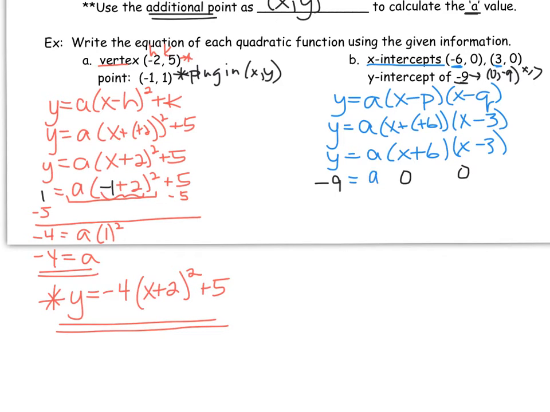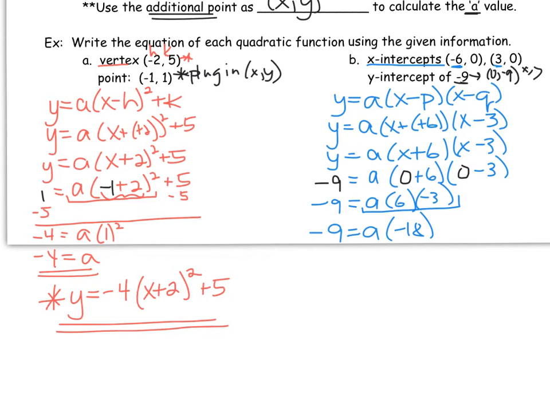And just like our last problem, now we'll solve for our a value. Thinking order of operations, we have -9 on the left. 0 plus 6, and 0 minus 3. Be careful here, that's all one big product again, so we multiply. 6 times negative 3 is negative 18.